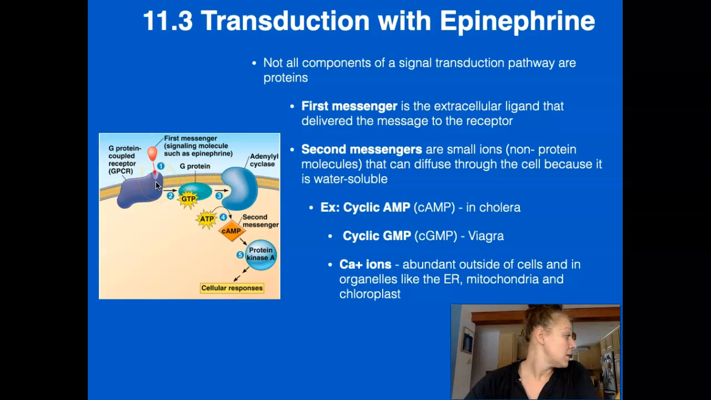And another molecule that we're going to be talking about is a second messenger. Our example of a second messenger is cyclic AMP, and it can also be cyclic GMP. These are small ions. These are not proteins, so these are not kinases. These are small non-protein molecules that can diffuse through the membrane because it is water soluble.